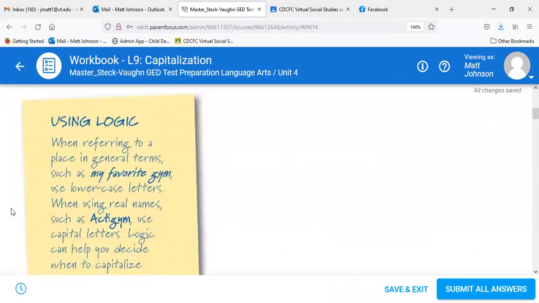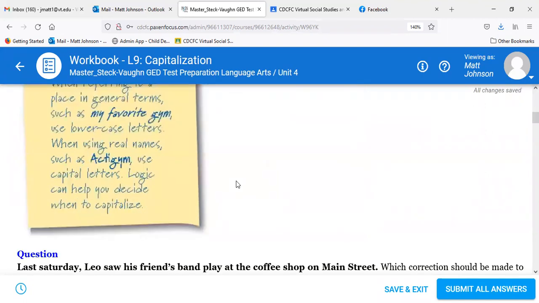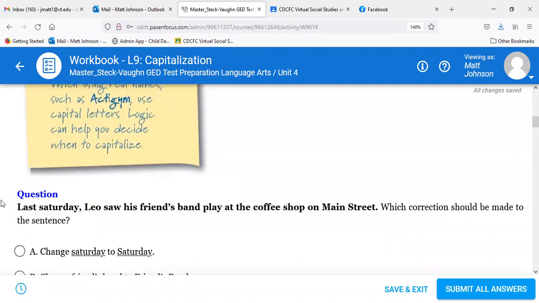And then again, here, there's a tip for you. When referring to a place in general terms, such as my favorite gym, you use lowercase letters. When using real names such as Active Gym, Planet Fitness, LA Fitness, anything like that, you'd use capital letters. Logic can help you decide when to capitalize.